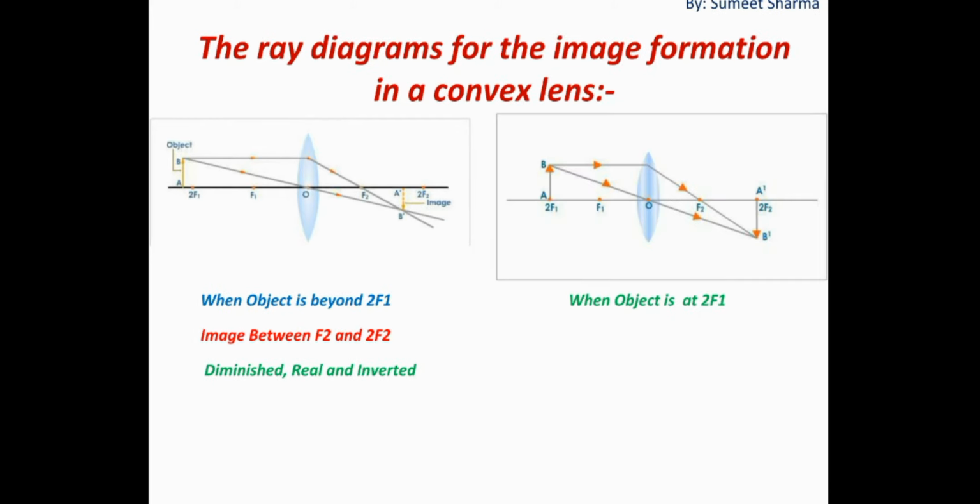Second case, when object is at 2f1 point. So you can see in the diagram, object is placed at a point 2f1. So where will the image be formed? Image will be formed at 2f2 point, which is in the opposite side of the lens. And what will be the nature? As you can see, the image will be of the same size as that of object and it will be real and inverted.